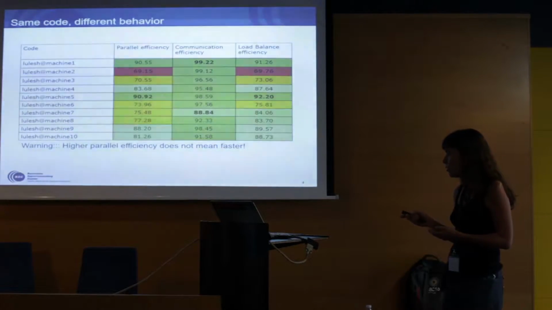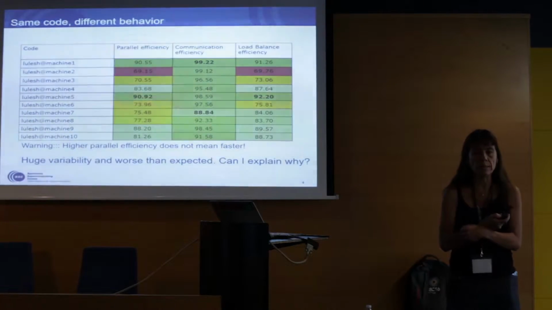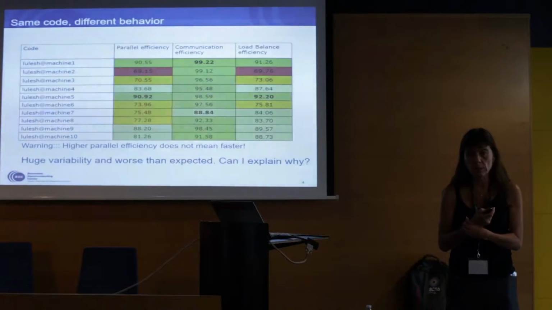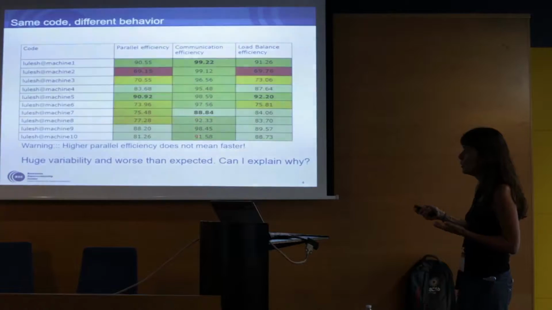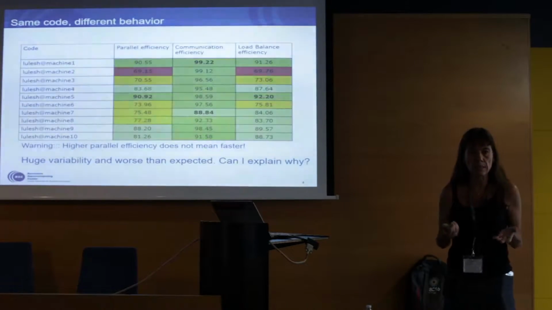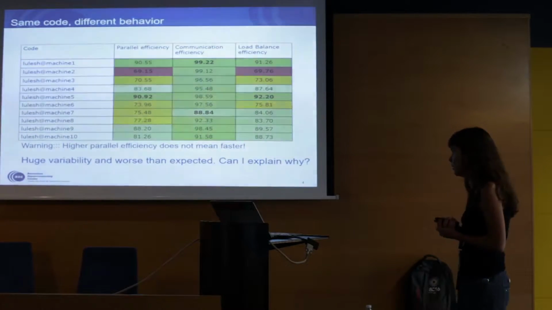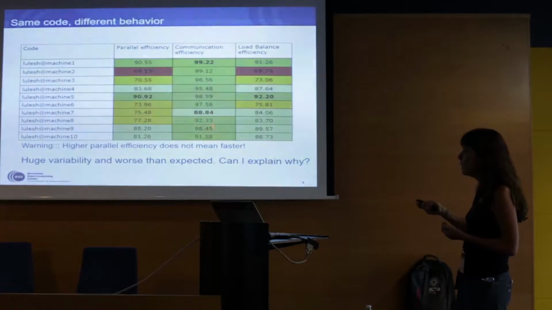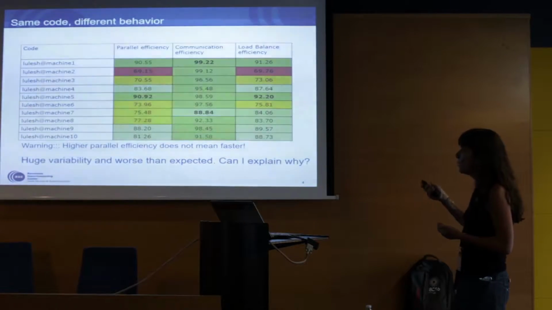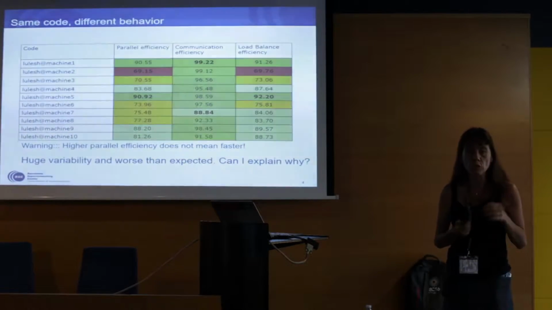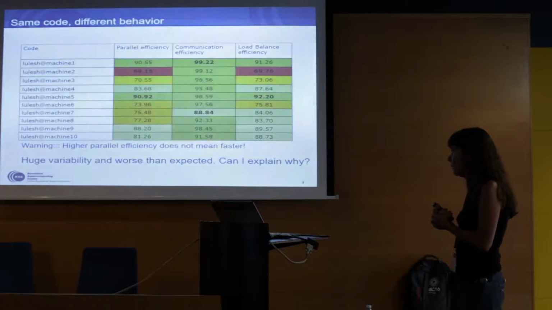Okay? So the result is that I have huge variability, much more than expected. Okay? Things that I expected and that I verified in this plot is that, well, communication is not a problem at all. Okay, this is a nice benchmark prepared to run efficiently. Okay, so I see some variabilities from high 80s to high 90s, but all of them in good shape. Well, load balance is where I expect to have problems, but maybe not such a huge variability in the numbers.